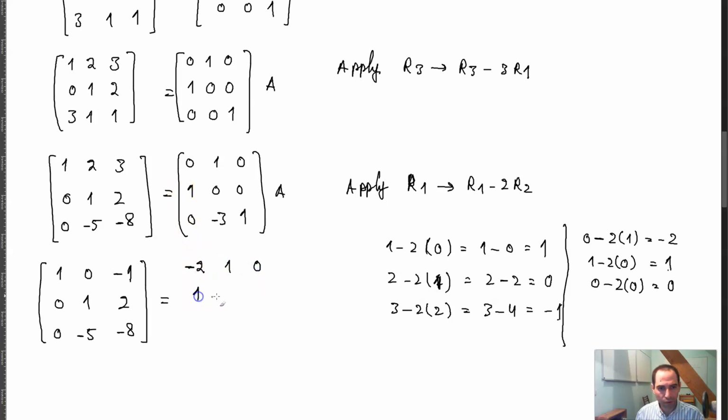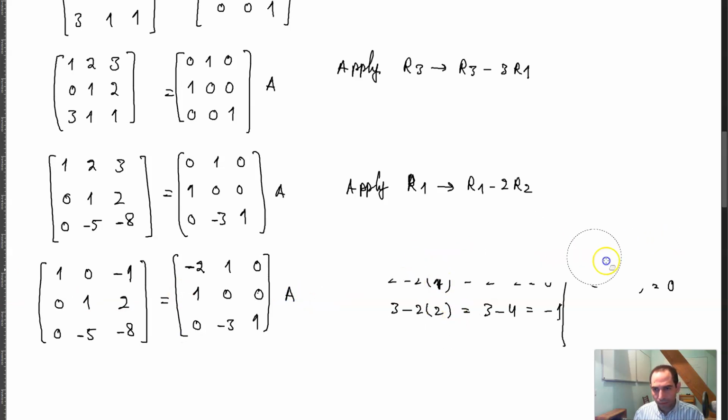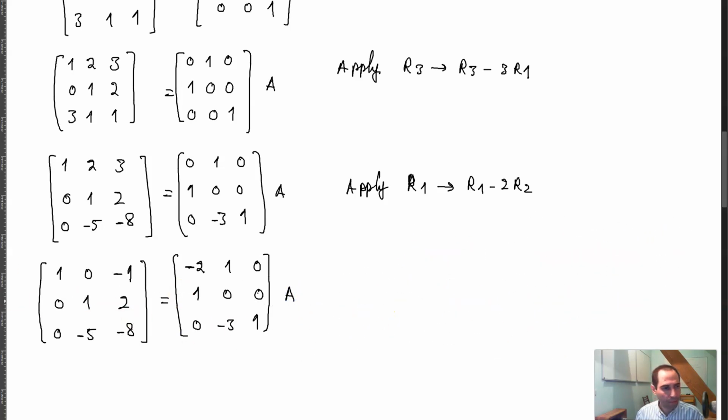Then you have 1, 0, 0. Then you have 0, negative 3, and 1. And that times 8. So now we have basically 1, 0, negative 1, 0, 1, 2, 0, negative 5, and negative 8. So we have to take care of this element, and we have to take care of these two elements.